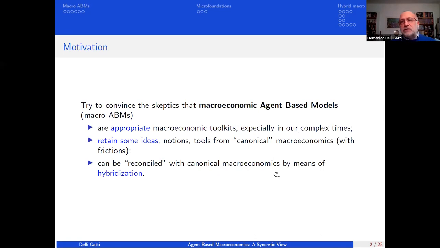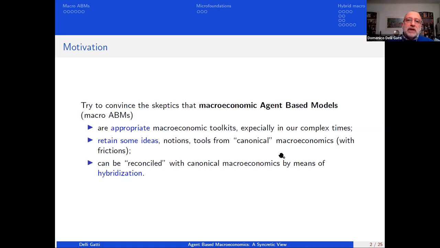I'm starting with the motivation. What I'm trying to do in a short span of 20 minutes or so is at least to give the flavor of the argument and try to convince you and the skeptics more generally that macroeconomic agent-based models are appropriate and adequate tools to study the macroeconomy, especially in complex times such as the one that we are living in. Moreover, I want to convince the skeptics that these models are not based on unsound foundations. They retain some ideas of the canonical macroeconomics, of course when this canonical macroeconomics is peppered with enough frictions to be appealing to the agent-based modeler. Finally, I will show you an example of an attempted hybridization between a somewhat standard macroeconomic model and an agent-based model.